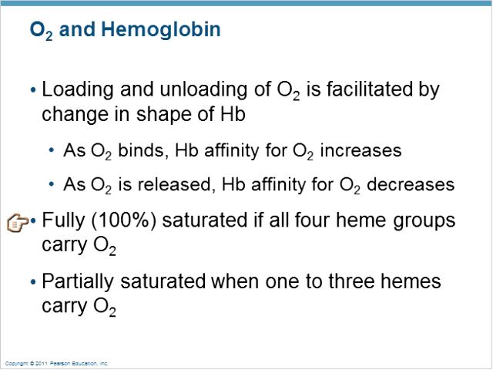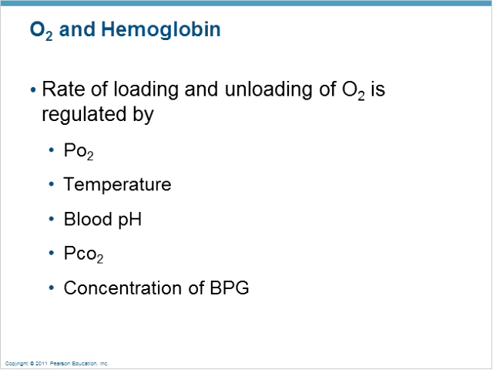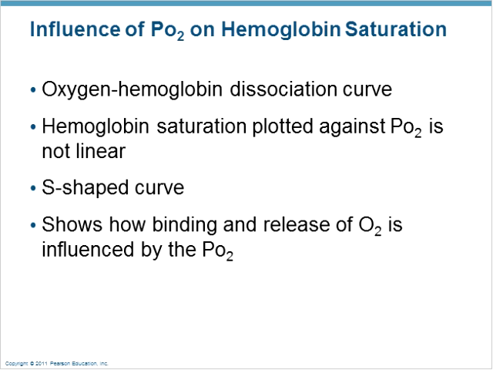It's fully 100% saturated if all 4 heme groups carry the oxygen. It's partially saturated when 1 to 3 hemes carry the oxygen. So those heme groups can carry 4 oxygens, but there can be something less based on all sorts of different problems. The rate of loading and unloading oxygen is regulated by the pulmonary PO2, temperature, blood pH, the amount of PCO2 present in the blood, and the concentration of BPG.